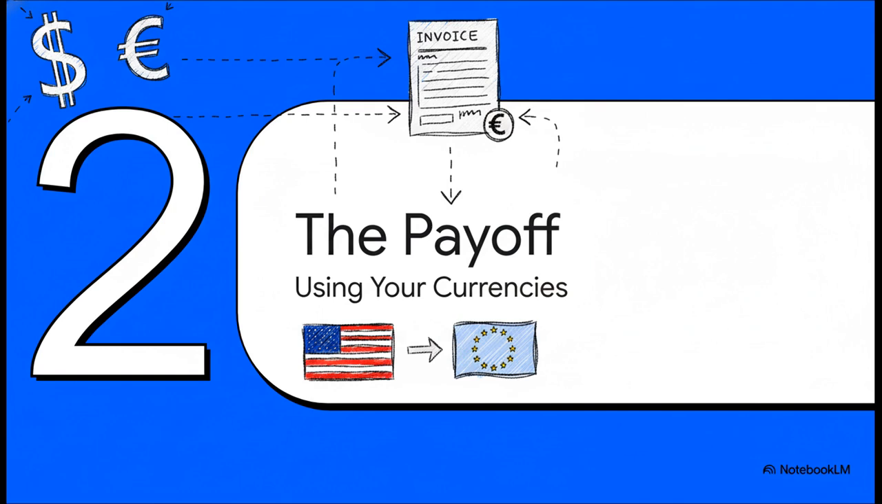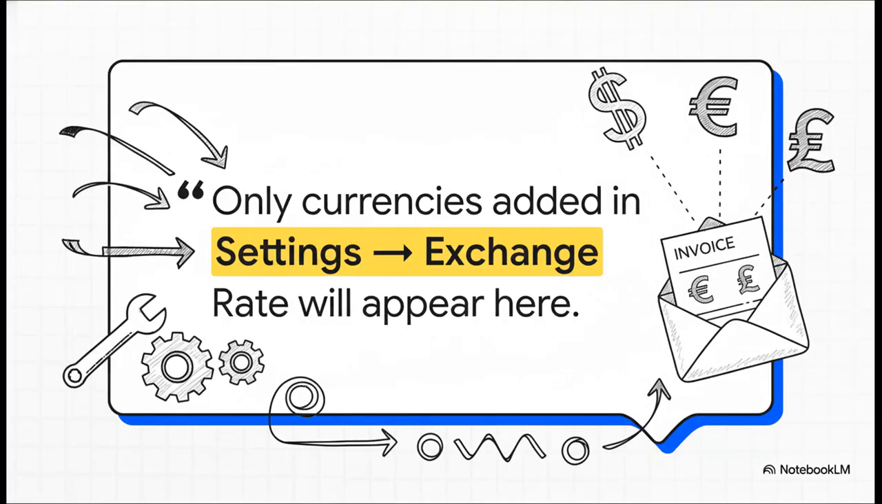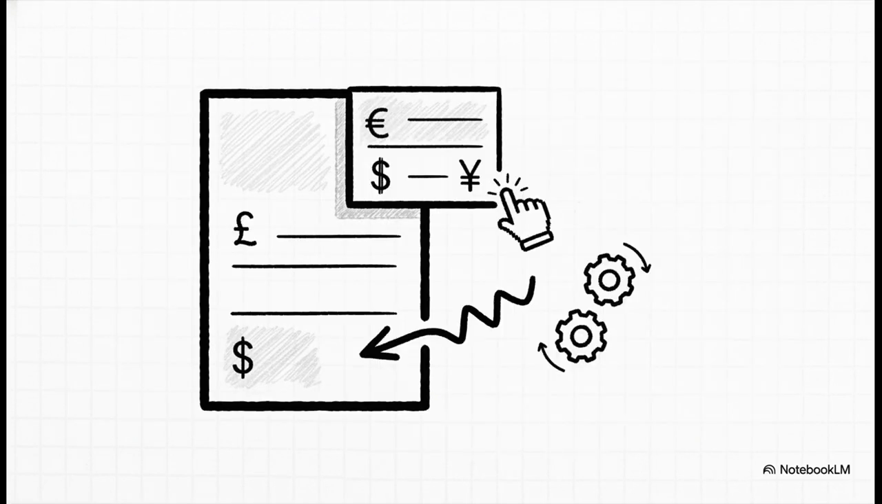So now for the payoff. Let's actually use these currencies on an invoice. Now, this is so important to remember. The work we just did back in the settings, that's what makes this next step even possible. The currency options you're about to see on an invoice are pulled directly from that list you just created. So when you go to create a new invoice, you'll now see a brand new currency drop-down menu. Just pick the currency you need, USD or EUR in our examples. NuMetric instantly calculates and displays that second total using the rate you set up. Your main total stays in your home currency and the client sees theirs.